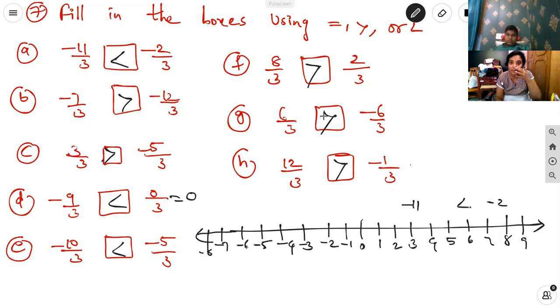When the denominators are the same in the fractions, when we are comparing like fractions, just observe the signs. If the two have negative signs, the number that is smaller by its digits is the bigger one. If both are positive, bigger is only bigger. Okay.